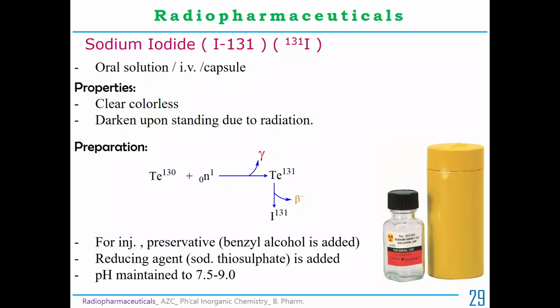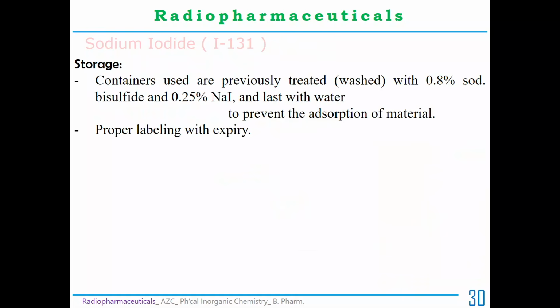For injections, preparation, preservative, benzyl alcohol is added, reducing agent, sodium thiosulfate is added, pH maintained to 7.5 to 9.0. Storage. Containers used are previously treated or washed with 0.8% sodium bisulfide and 0.25% sodium iodide, and last, with water to prevent the adsorption of material. Proper labeling with expiry.